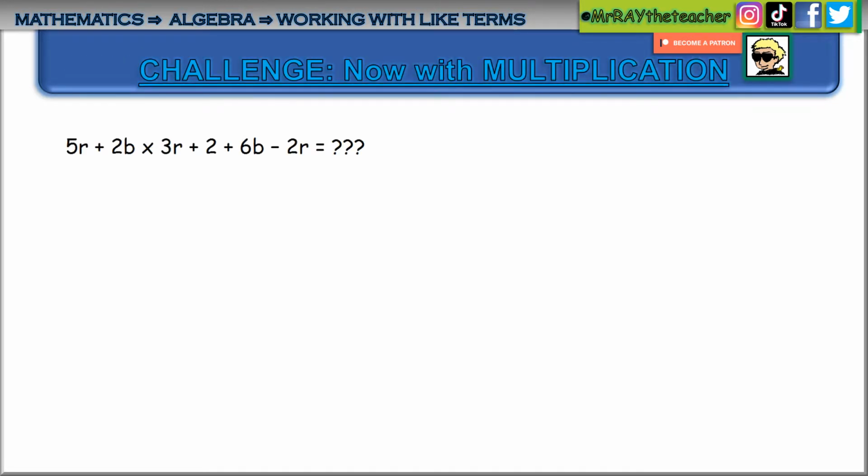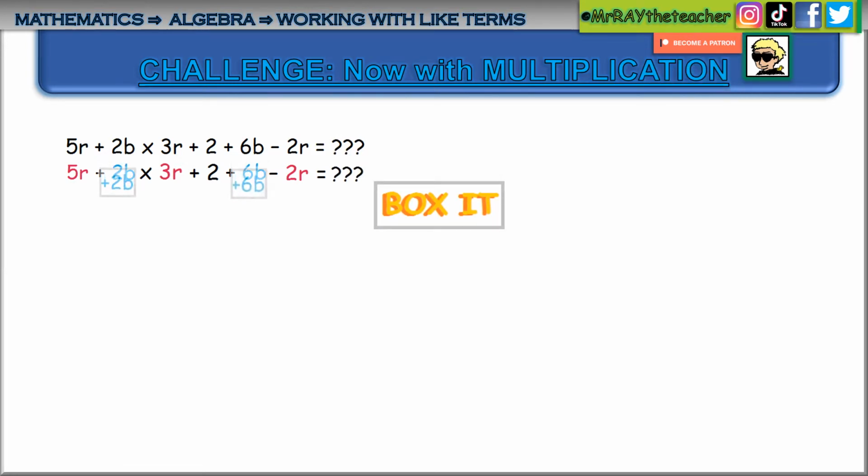So here we go: 5r plus 2b times 3r plus 2 plus 6b minus 2r. Don't freak out. So there we go, 5 raspberries plus 2 blueberries times 3 raspberries plus 2 no fruits plus 6 blueberries minus 2 raspberries equals what? Don't forget to box it.